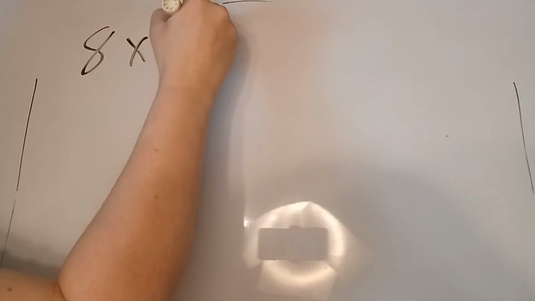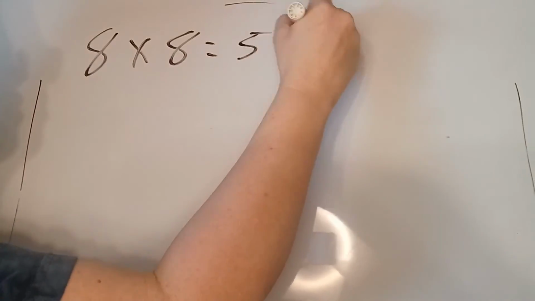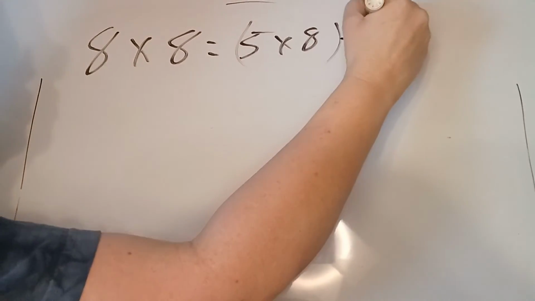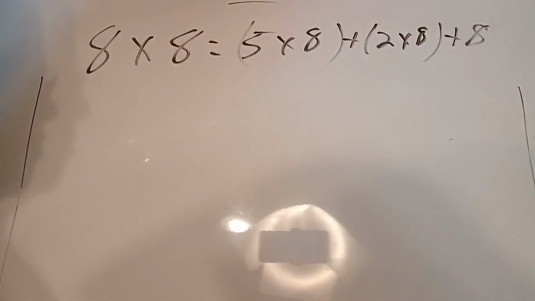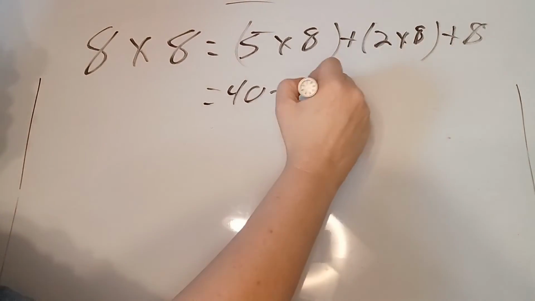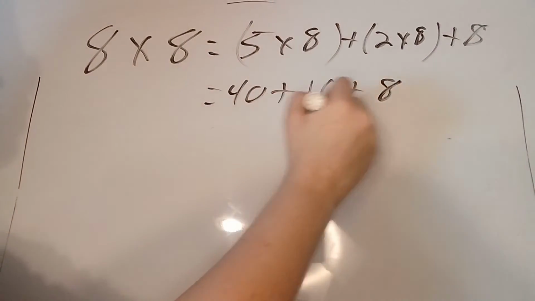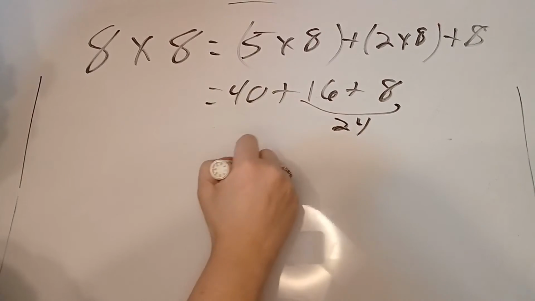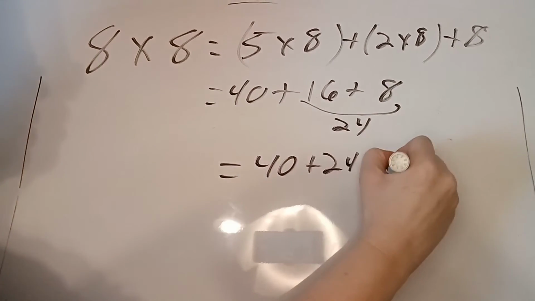Eight times 8 is 5 times 8 plus 2 times 8 plus 8. 40 plus 16 plus 8. So this is 24. So 40 plus 24 is 64.